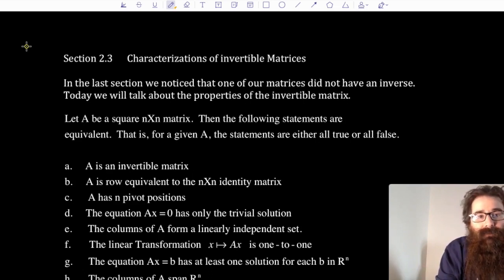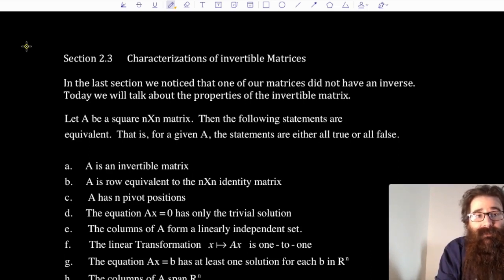So let A be a square n by n matrix. So we're only talking about square invertible matrices. There is such a thing as a left inverse and a right inverse. These are sort of pseudo inverses, not quite the same idea, but that's not what we're going to be talking about. We're talking about square matrices. When we talk about inverses, we talk about true inverses.